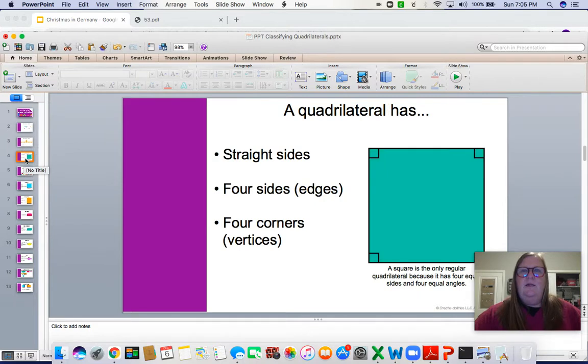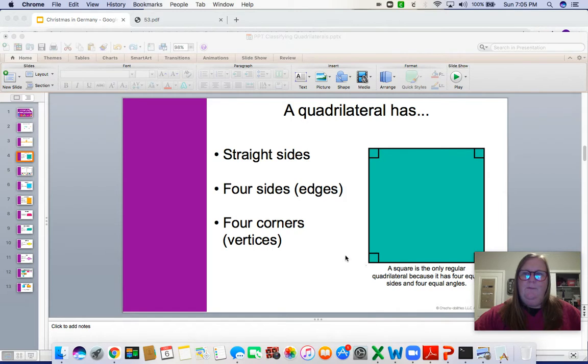So let's look at a bigger picture of a quadrilateral. Again, it has straight sides, as you can see, all straight sides. It has 4 sides or 4 edges. So 1, 2, 3, 4. It also has 4 corners, which are also called vertices. 1, 2, can't see that one behind my picture, but 3, 4. Okay. And then it says at the bottom, a square is the only regular quadrilateral because it has 4 equal sides and 4 equal angles. And we're going to talk about these angles; they are called 90-degree angles.